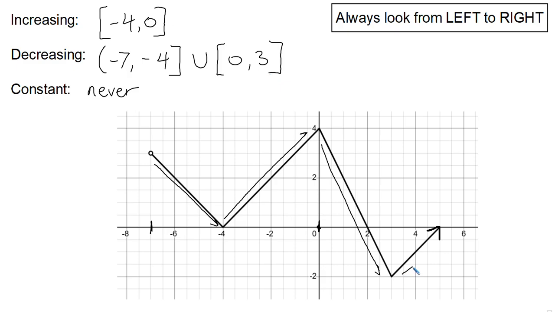And after that, it begins to increase again at that x value of 3. So we'll put a u for the increasing interval, and it will increase from 3 to, well, that arrow indicates that it's increasing forever. So from 3 to positive infinity with a parenthesis.